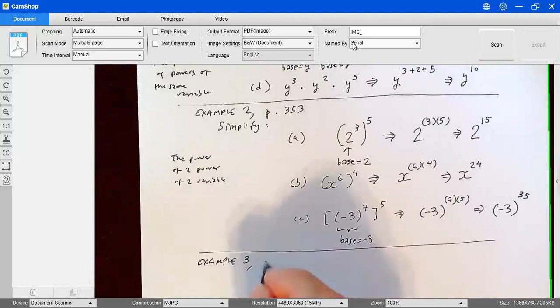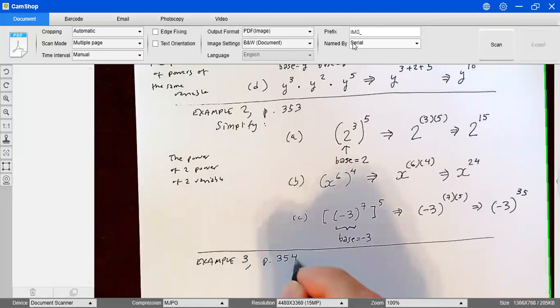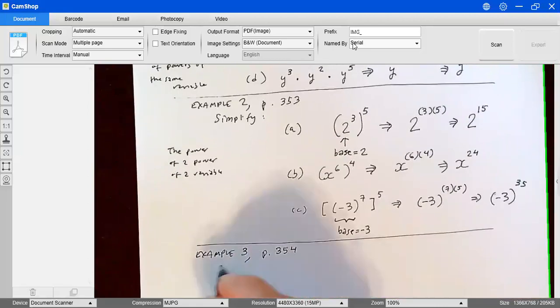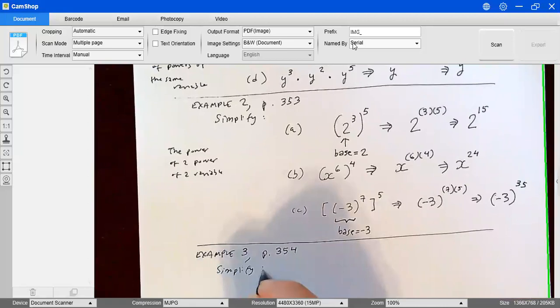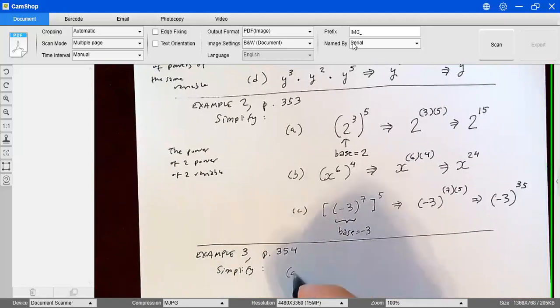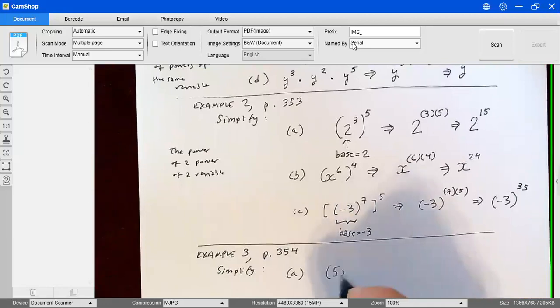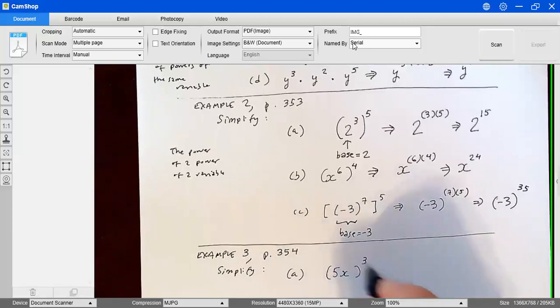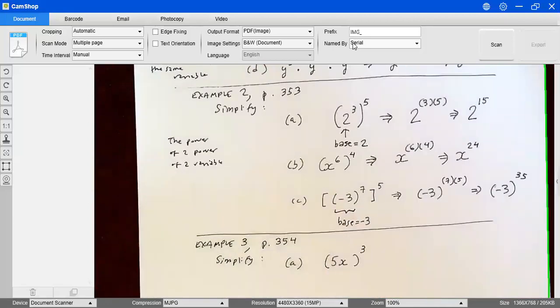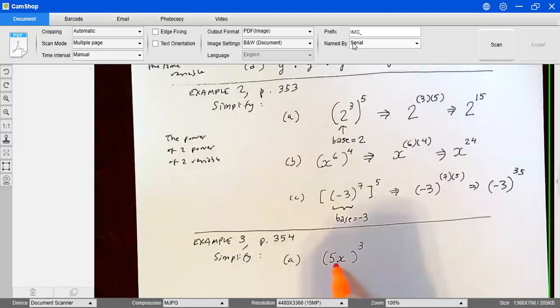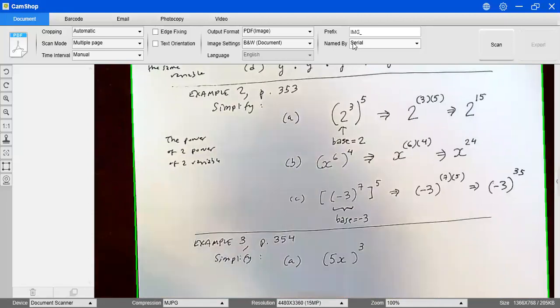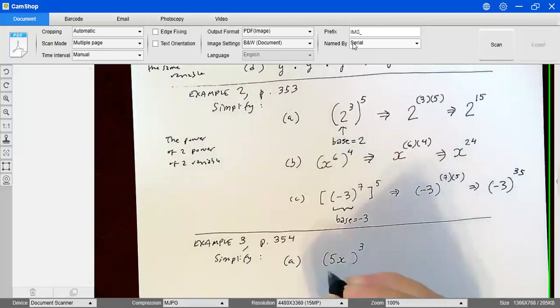Example 3 on page 354. We're going to simplify. In the first case, we have 5x to the 3rd power. This is the base, and it is what is raised to the 3rd power.